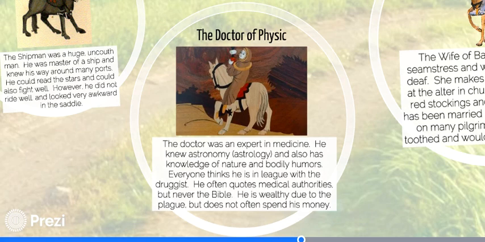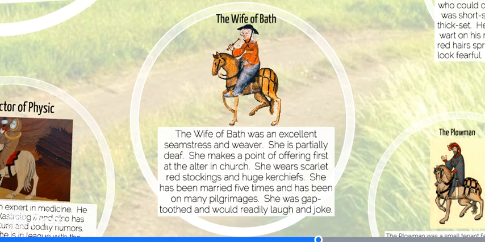No, he wants money. It's odd because his clothes are described as being bright and deep red, and that seems to be ironic, seeing as how it's like the color of blood. And you got to remember, there wasn't a whole lot of colored clothing during this time, so that would definitely have stood out. Then you have the wife of Bath. She's an excellent seamstress and weaver. She makes a lot of colorful scarves, and she covers herself a little bit in all these colorful scarves. She's partially deaf, so she talks really loud.